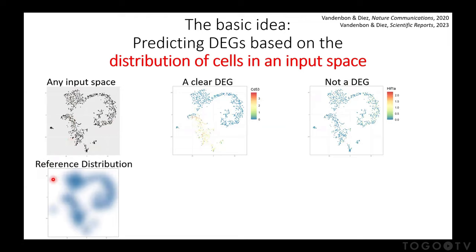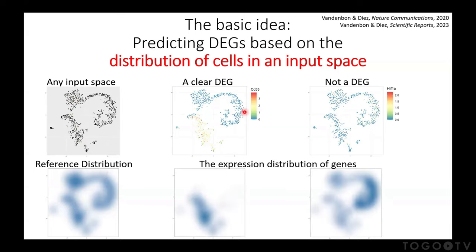So I want to get a reference distribution, we call it. So inside that space, where are the cells? And here I'm trying to show it using a color. So here there are no cells, so it's white, low color intensity. And here there are many cells, so it gets a dark color. So imagine now I know where the cells are inside that space.